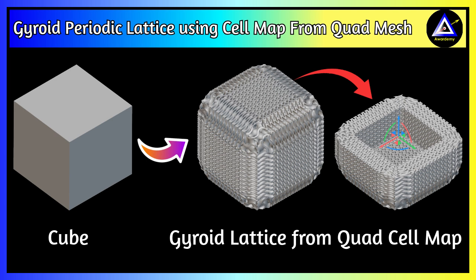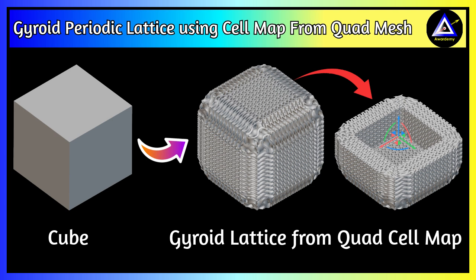I will show you what steps are involved, what input parameters we need to define, and how we can tune them. All of these things we are going to discuss in this lesson. By the end of this lesson, we will learn about the different parameters which are required for defining the cell map, so that we can easily create different types of periodic lattice structures.